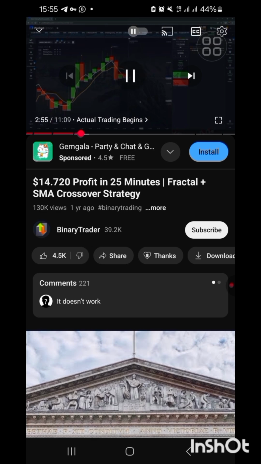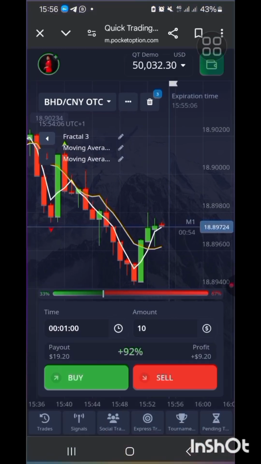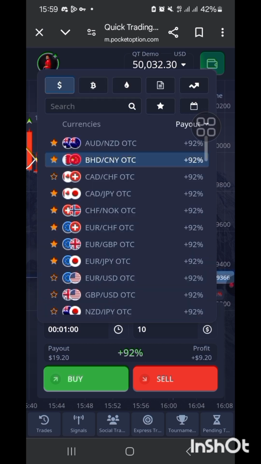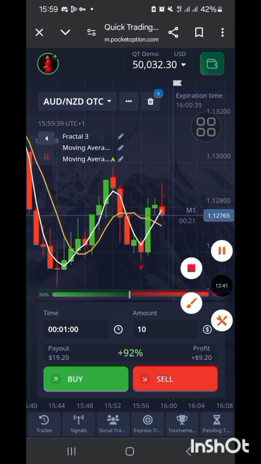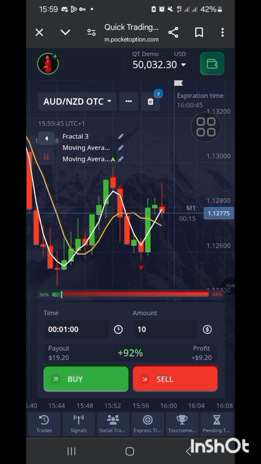Fractal, so I jumped in. That was a profitable trade. So now let's go and practice it and see if it works. Let's try the strategy. So let's choose the currency pairs. This thing here are the currency pairs. This place written AUD, NZD, those are currency pairs. So you choose the currency pair.